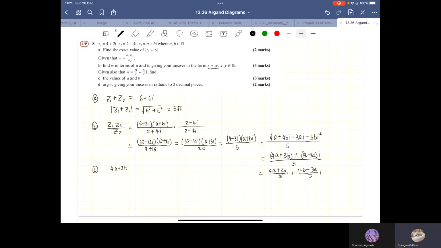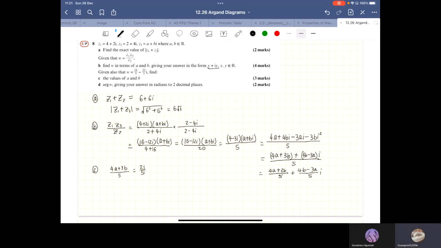So we will need to create... Do you mean that we need to create an equation and then equate it to 21 over 5? That's it. Okay. So 4a plus 3b over 5 is equal to what number? 21 over 5.